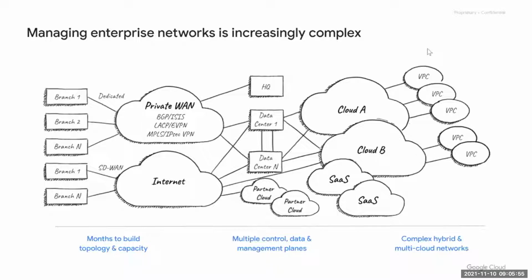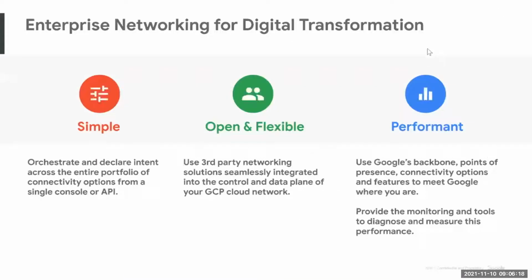This typically means that they're operating with multiple control and data planes, and ultimately it results in a pretty complex network that all has to be managed. And we think that a solution that can be delivered from a single point has some great value. A couple of key aspects to what that solution would need to have in order to support these digital transformation journeys is that it is simple, open, flexible, and performant. What do we mean by that?